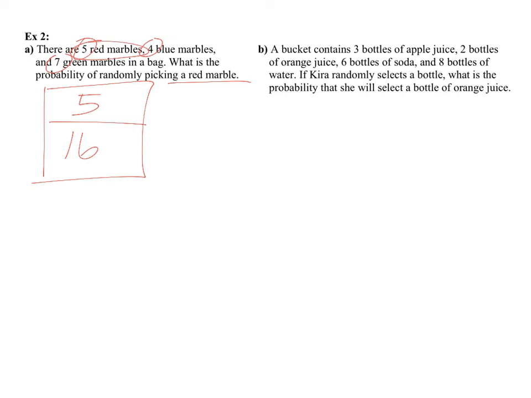And part B, a bucket contains 3 bottles of apple juice, 2 bottles of orange juice, 6 bottles of soda, and 8 bottles of water. If Kira randomly selects a bottle, what is the probability that she will select a bottle of orange juice? How many bottles of orange juice are there? There are 2 bottles, so 2 outcomes out of how many total outcomes? 3 plus 2 plus 6 plus 8. So we have 5, 11, 19. Done.